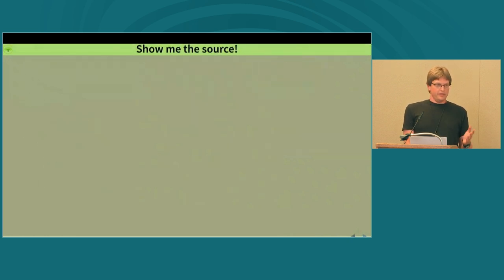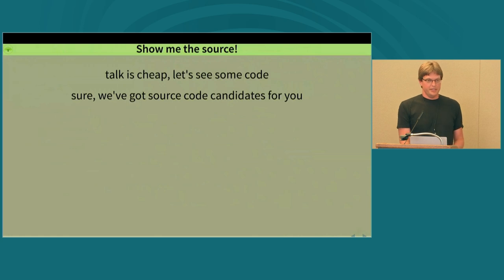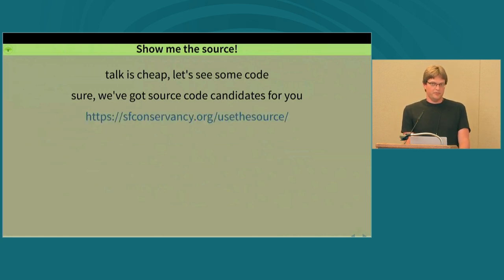So I've been talking a lot about these source candidates, how we check them, and that sort of thing. You may be familiar with this project. You may want to see some of this code that I've been talking about, and we do indeed have this code for you. It is available on Use the Source, the website we launched at FOSDEM earlier this year. If you go to this website, you will see a lot of these source candidates that I'm talking about, the ones that we have reviewed to see if they are complete and corresponding.